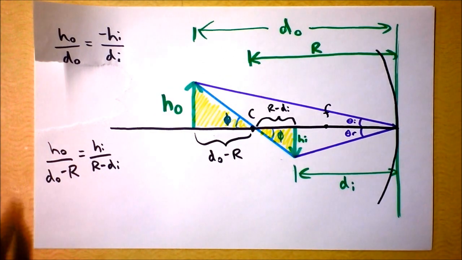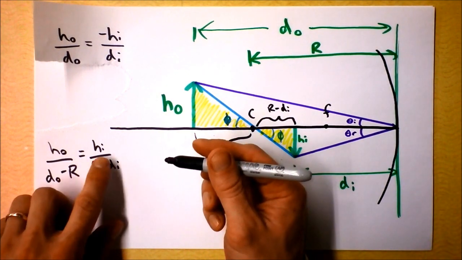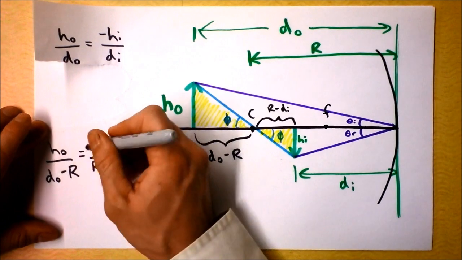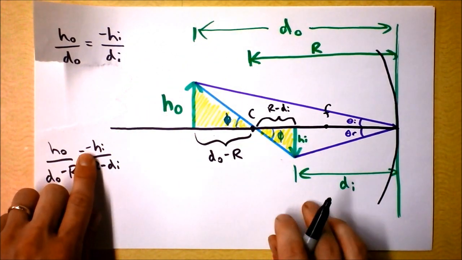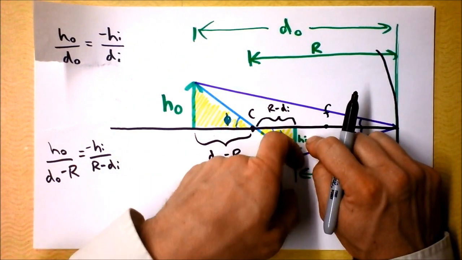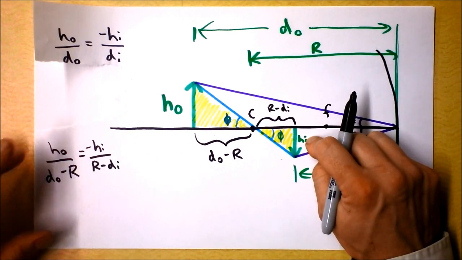I don't even want to try to pronounce that. Yuck. But I can solve it for HO over negative HI. Wait a second. This should be minus. This should be negative because this is downward. So we got a minus sign right there. Very important. Don't lose your minus signs.